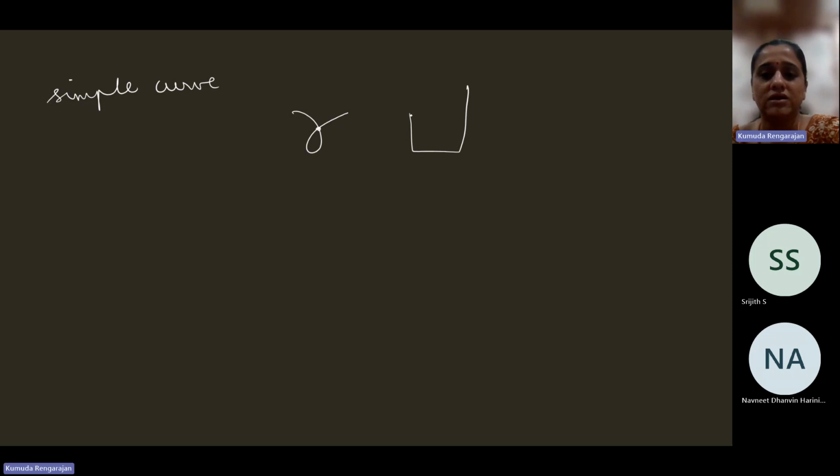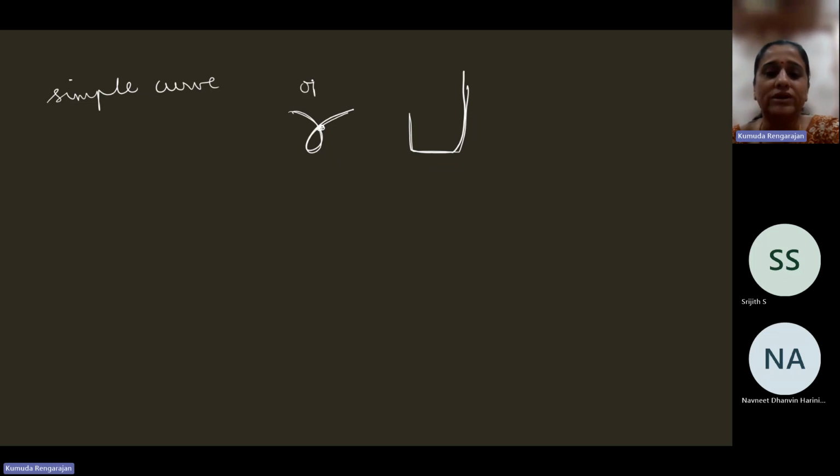What is a simple curve? If the curve does not intersect itself. Correct. A curve that does not intersect itself or cross over itself is a simple curve. Now this one is not a simple curve because it crosses over itself. This one is a simple curve because it doesn't cross over itself, while this one is not a simple curve because it crosses over itself.